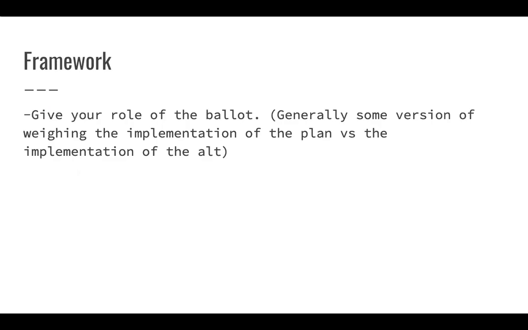Framework. You give your role of the ballot, generally some version of weighing the implementation of the plan versus the implementation of the alt. You provide your standards, fairness, education, etc. This is relatively important. You don't want to lose framework, especially against the more pre-fiat versions of critiques, because you will just lose the round. If you've lost framework and you're having to go all in on reformism good, which you're totally unprepared for and it wasn't in your 1AC, it's a bad place to be. So framework, very important. Maybe we'll have a whole framework lecture as well.